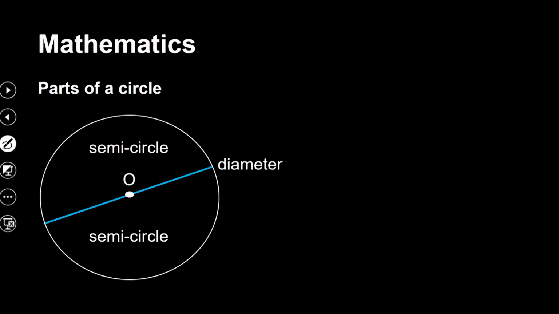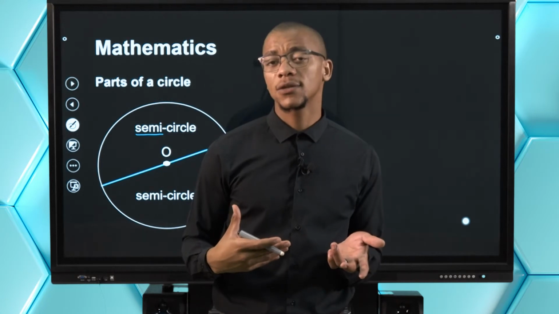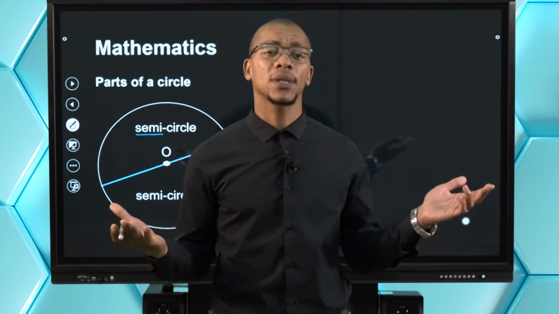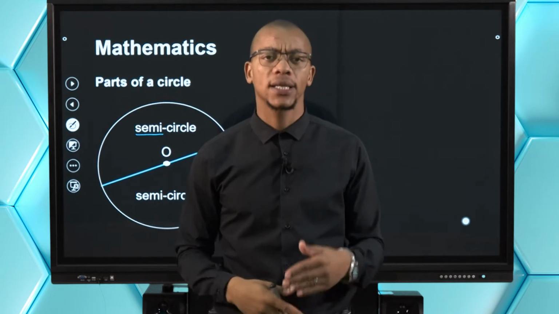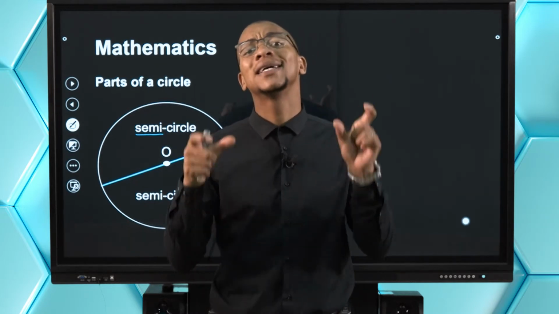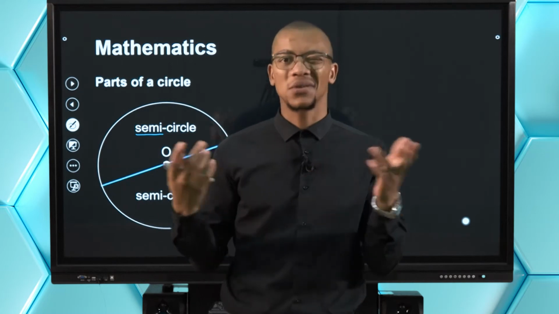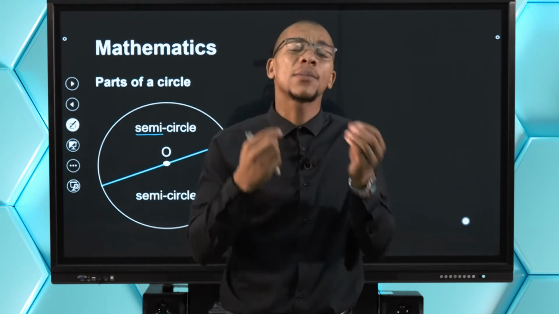Part of a circle is what we call a semicircle. Remember, semi means half. We find half a circle because of a diameter. One of the definitions of a diameter is that it is twice the radius of the circle, but the actual diameter is a line that cuts the circle into two equal parts or two halves, and those halves we call semicircles. We don't really call them a half circle, it's a semicircle.